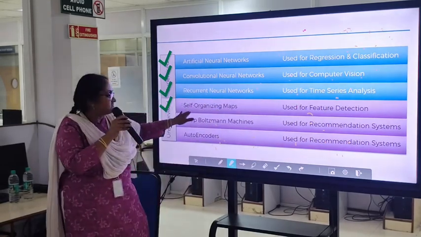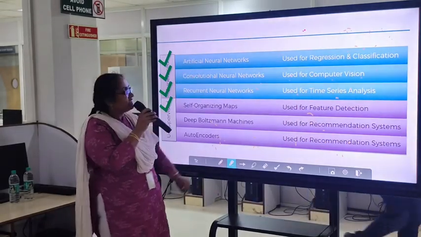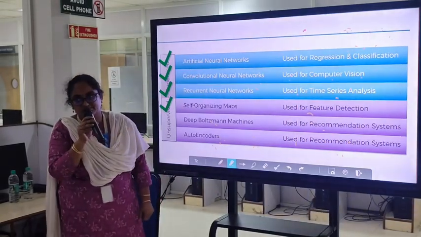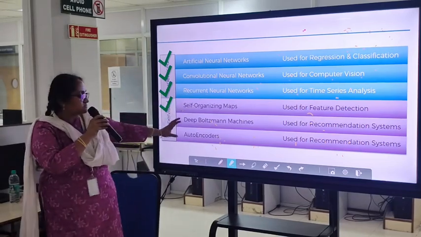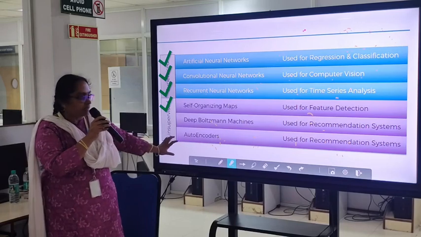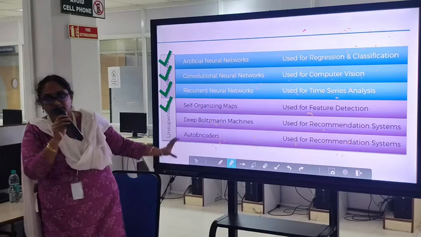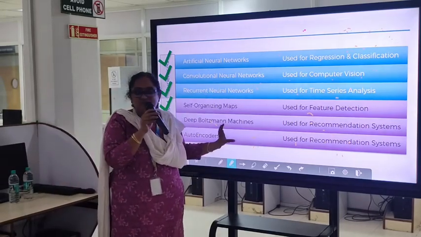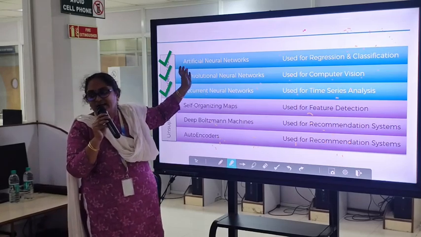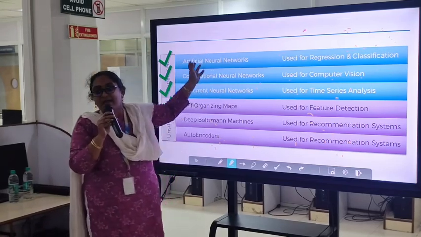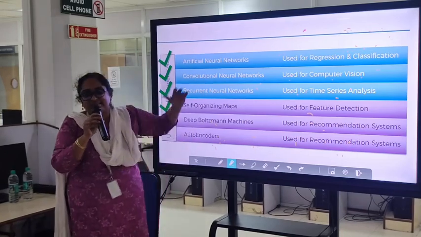Now I am coming to something else. Self-organizing maps. All of these first three, which are in blue color, are supervised algorithms. Now, self-organizing maps, deep Boltzmann machines, autoencoders, these come under unsupervised algorithms. What is a supervised algorithm and what is an unsupervised algorithm? Supervised algorithm means you have training and testing under the supervision of the class label. You know the class label, and there is training and testing that happens.